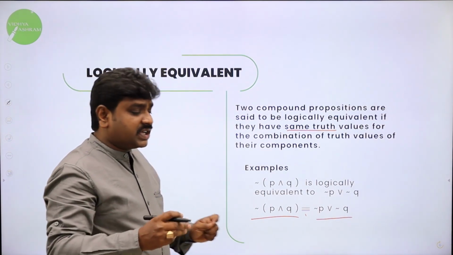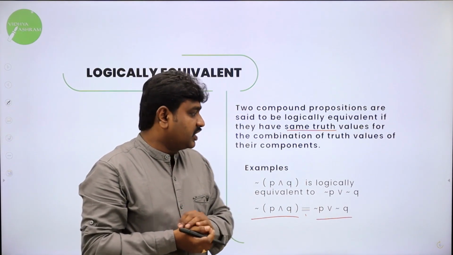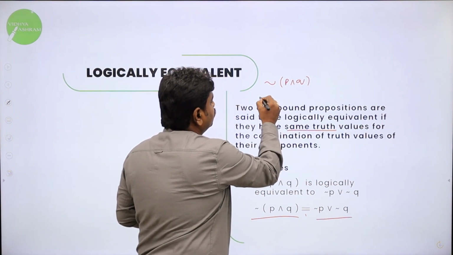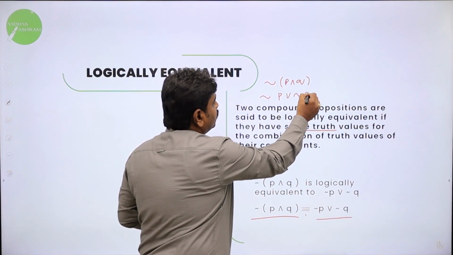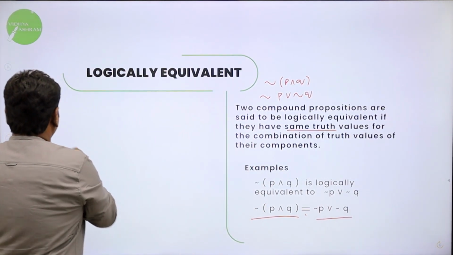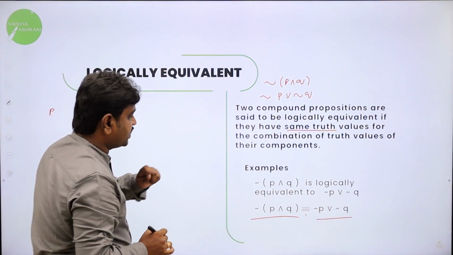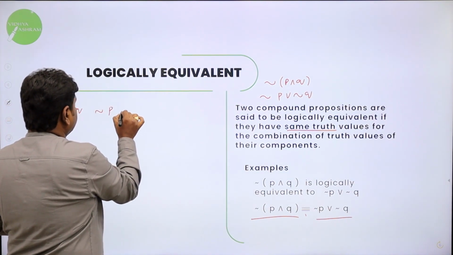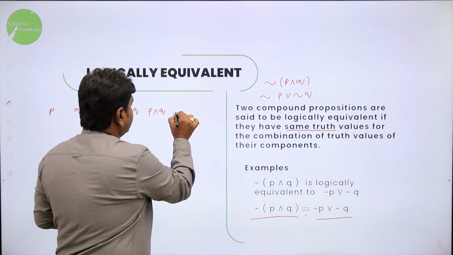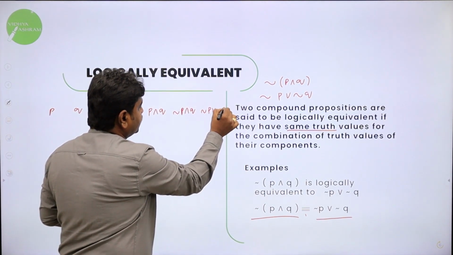So now how can I say these two are logically equivalent? Just by constructing the truth table. We will construct truth table for negation of P and Q, and also for negation P or negation Q, and for both we will get the same set of truth values. We will see that. So I will take P, I will take Q, then we need negation P, we need negation Q, then we will take P and Q, then negation of P and Q, then negation P or negation Q.